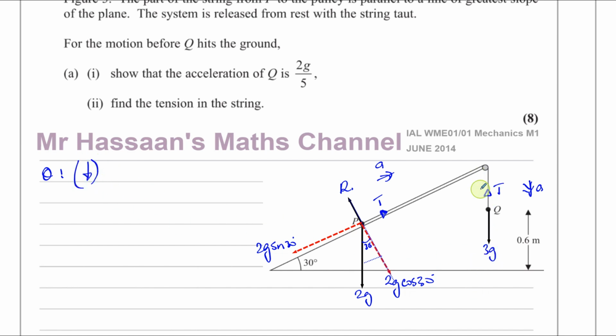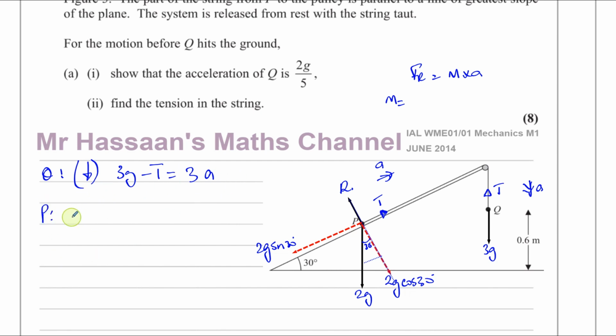So if you look at it, the resultant force is equal to the mass times the acceleration. So the resultant force here is going to be 3g minus T, and that's equal to the mass, which is 3, times acceleration, which we don't know. The mass is not the same as the weight. So you don't say 3ga, you say 3a. The mass times acceleration. So this is an equation for Q.